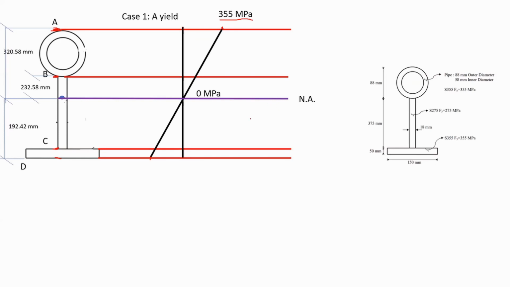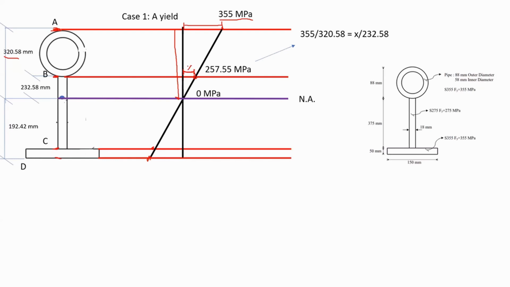So I have to start calculating now the stress at point B, the stress at point C, and the stress at point D. Now, if you do that, using the triangle that you have already, we can use these similar triangles in order to find the stress. So how is that? First of all, you have the height of this triangle, 355, and you have the base of this triangle, which is 320.58. So 355 divided by 320.58 will give you the other small triangle that is included inside it.